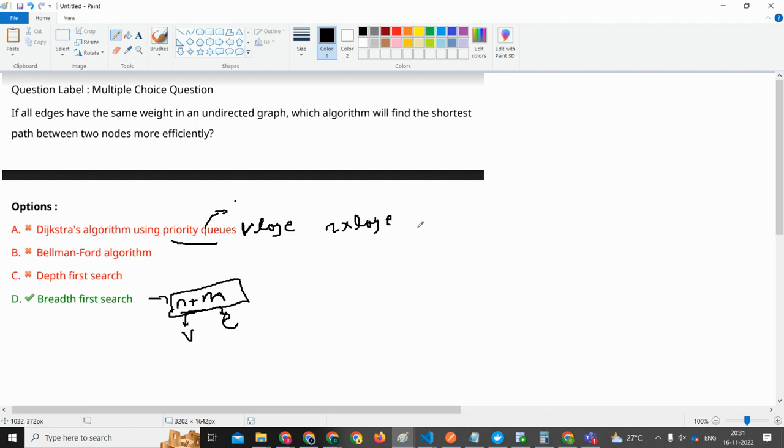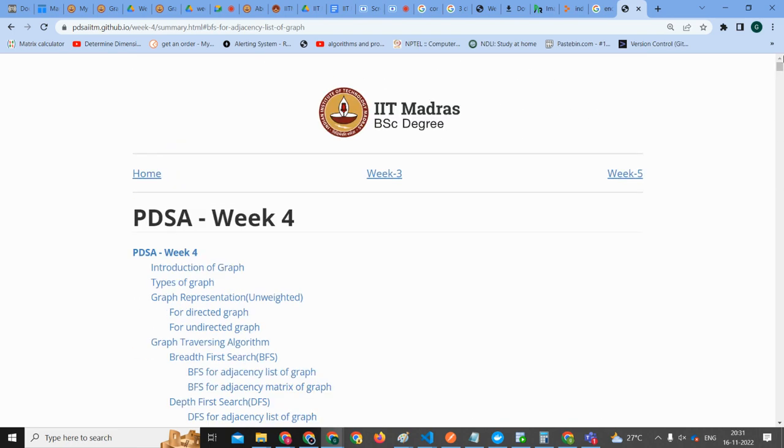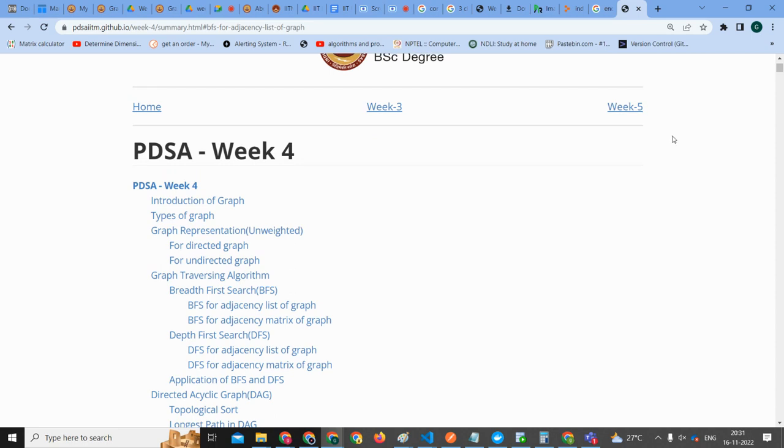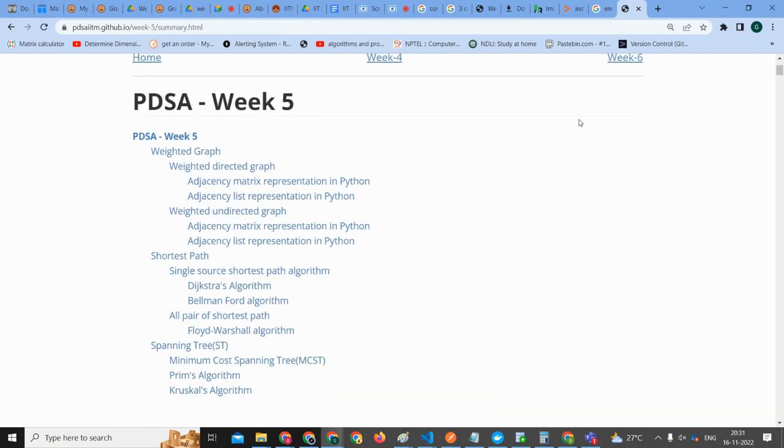Okay, let's just take an example. Just to add to this complexity about the extras, I was just looking into the PDSA textbook. It is mentioned that it is m, because the m is coming first actually. M log n is there. Yeah, E log V in this case. Okay, sorry, maybe I got confused. I just pasted the link in the chat also.